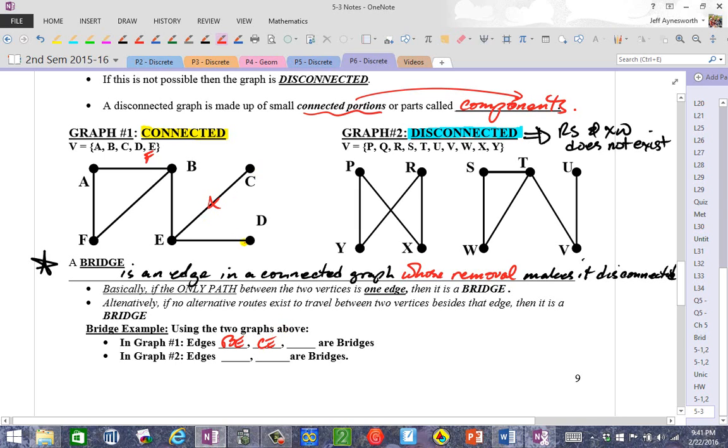Likewise, if I took out ED or DE, well then D would be isolated and we have two separate components. All right, so ED becomes another good example of a bridge.